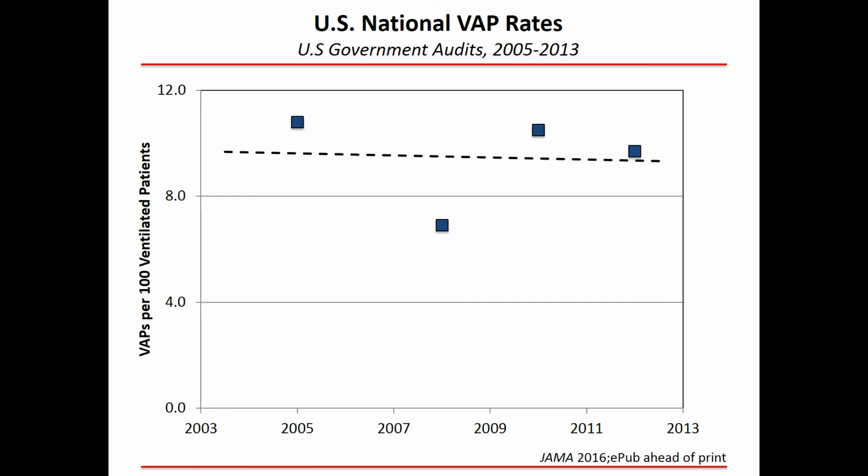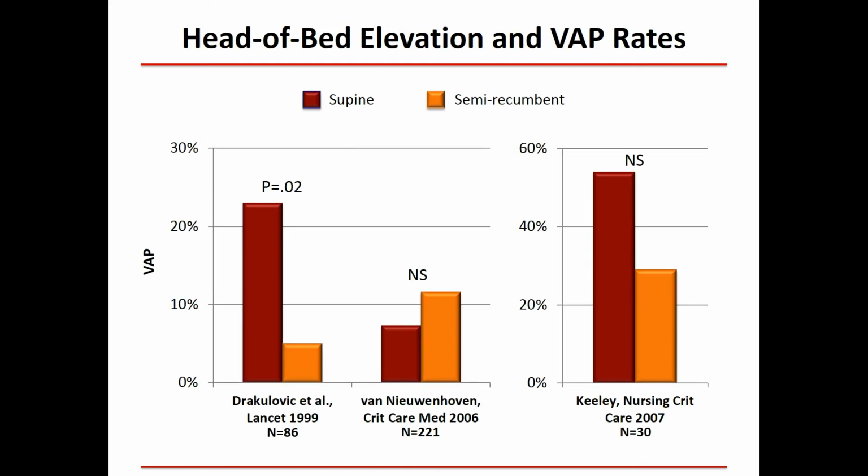And indeed, if you kind of dig below the surface of the components of that bundle and look at each bundle component piece by piece, you'll find that some are more potent and others less so. So for example, here's the data on the association between head-of-bed elevation, the first component of that bundle, and VAP rates. Turns out there's actually a real paucity of randomized controlled trials on this particular question. There was one very positive study with 86 patients that was published almost 20 years ago now.